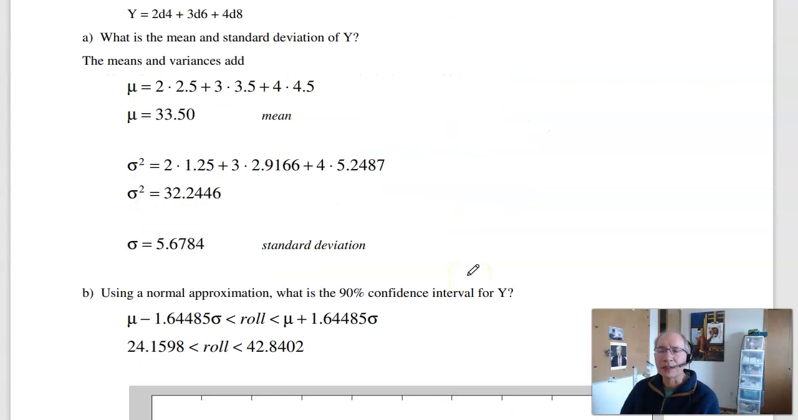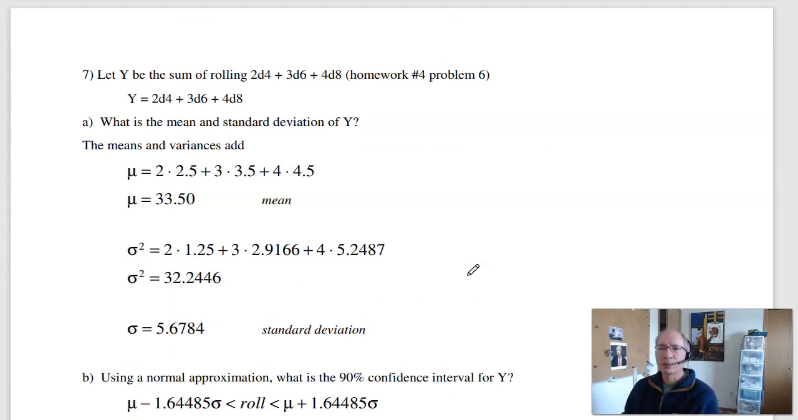Problem 7. Roll 2 4-sided dice, 3 6-sided dice, 4 8-sided dice. We did that in homework set number 4. Now, just using a normal approximation, I don't have to roll the dice at all. I know what the answer is. The mean scales: twice the mean of a 4-sided die, 3 times a 6-sided, 4 times an 8-sided. The mean will be 33.5. The variance scales. The variance will be 32.2. Take the square root, 5.67. These two numbers define the normal distribution.